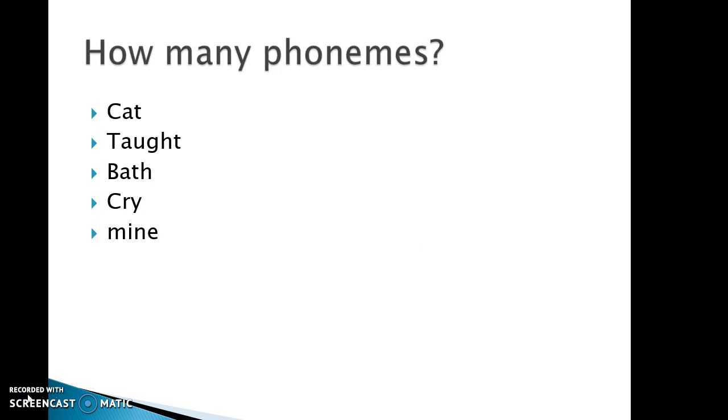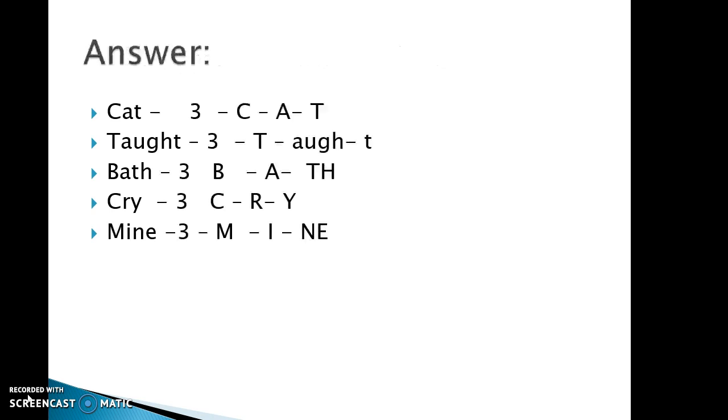When we think about the words below, there are 5 of them: cat, tot, bath, cry, and mine. Go ahead and pause this audio lecture right here and try and sort through how many phonemes are represented in each individual word. What you should have come up with as a result is that there are 3 phonemes in each word. So you can see that despite a number of different letters representing those different sounds in the English language, the actual sounds that they're representing are 3.